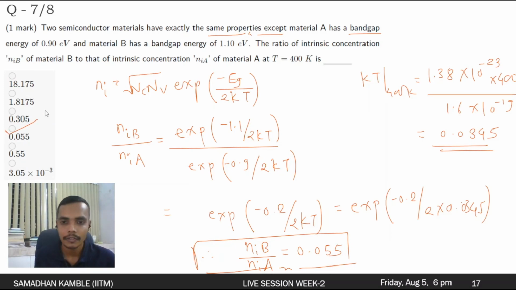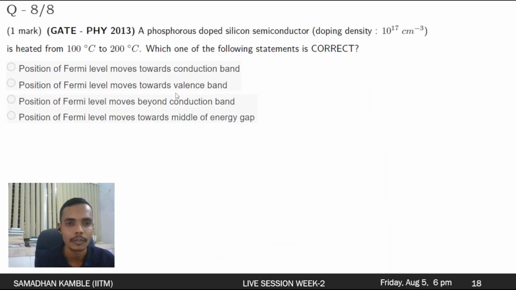Okay, followed everyone? Yes, sir. Okay, so we'll move towards our last problem, the last question for this particular session, and it is again a conceptual question. I have taken it from the GATE question paper for physics in 2013. So the question is as follows.